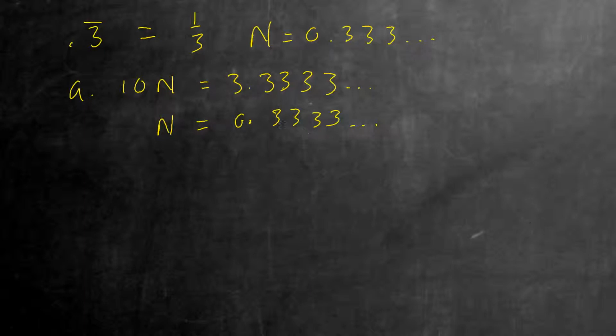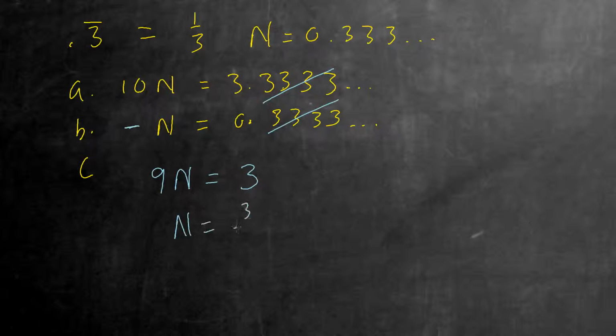And then part C asks, what do you get if you subtract? So it's kind of like what we've looked at with those geometric sum problems. If we subtract, of course, all of this goes away. 10n minus n would be 9n equals 3. So if I want to know what n is as a fraction, it's going to be 3/9, which is, of course, if we simplify, 1/3.